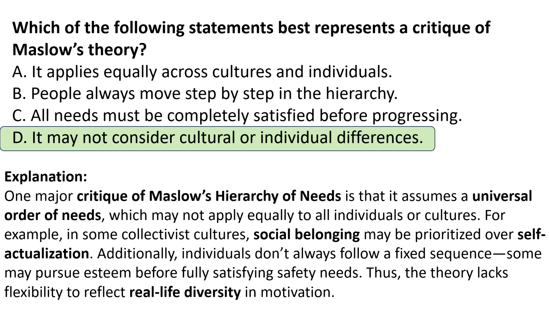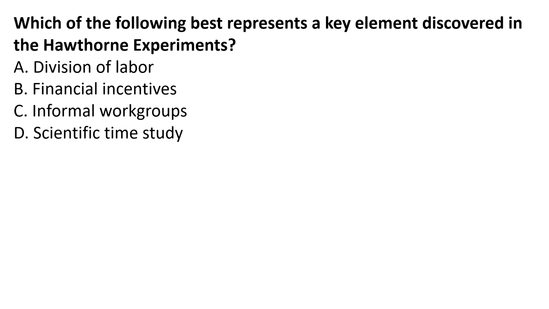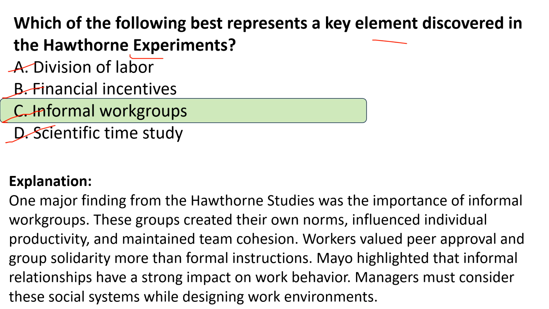You can take a screenshot and read the explanation, or read it after the video ends. Okay. Which of the following best represents a key element discovered in the Hawthorne experiments? Division of labor, financial incentives, informal work groups, or scientific time study. So this is the informal work groups. How? See, sometimes what happens, more than formal instructions, we feel more motivated, more confident with the ideas given by our peers, given by the groups. So we feel more motivated or more positive about those ideas.